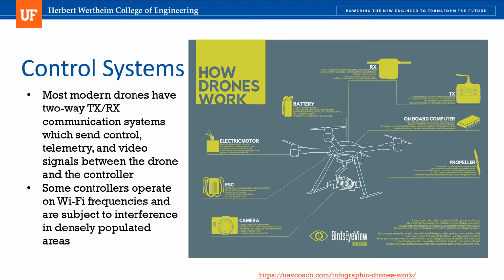Most modern drones have two-way transmission receive communication systems which send control, telemetry, and video signals between the drone and the controller. Some controllers operate on Wi-Fi frequencies and are subject to interference in densely populated areas.